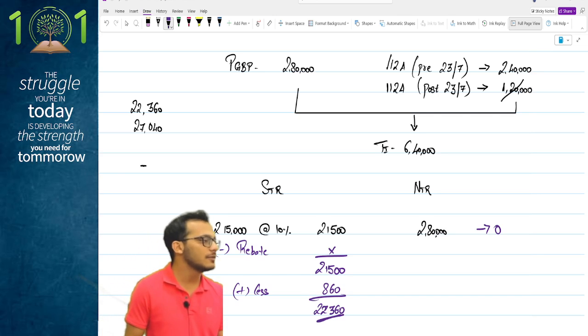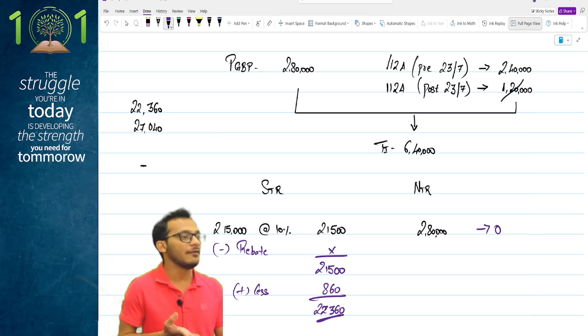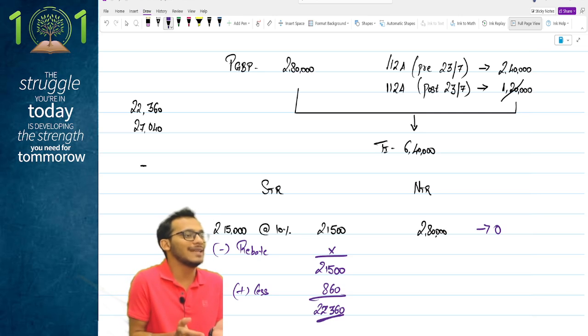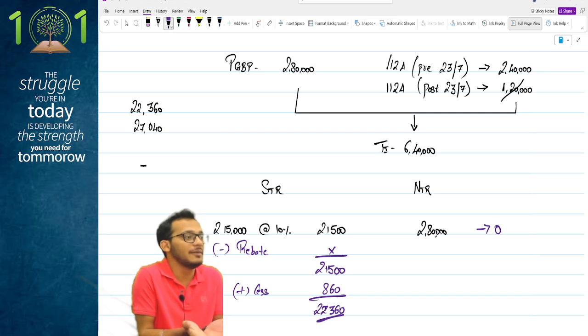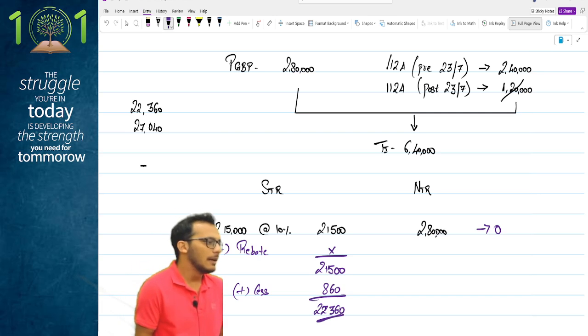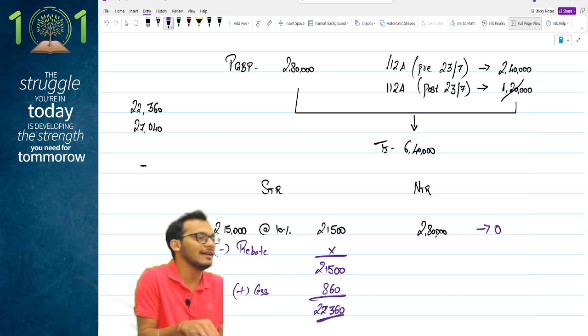The weird logic which they gave is that they are saying 115BAC starts with the provision saying notwithstanding anything contained in the act, which means 115BAC has become a superior section. Because it has become a superior section, you have to give tax as per 115BAC.